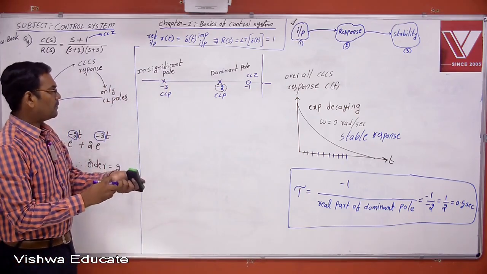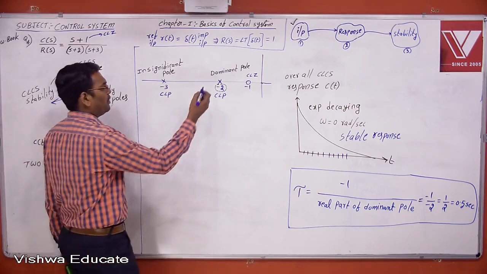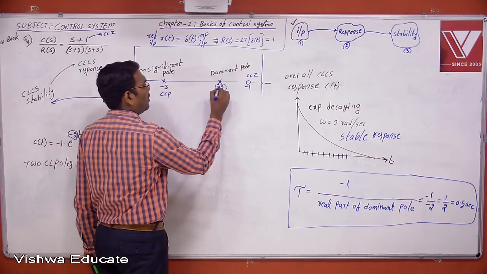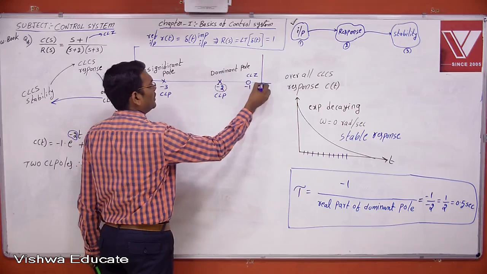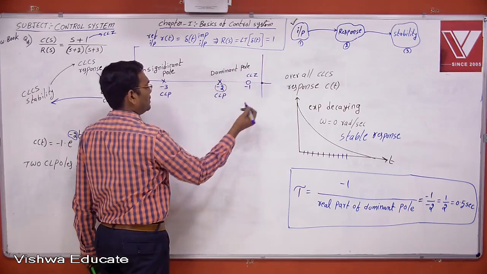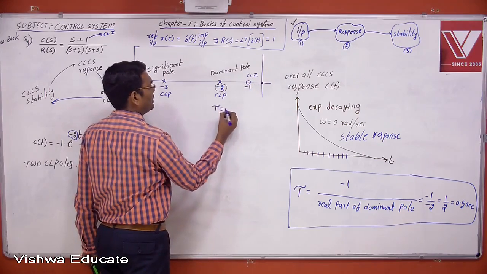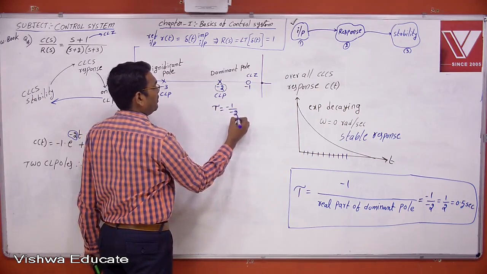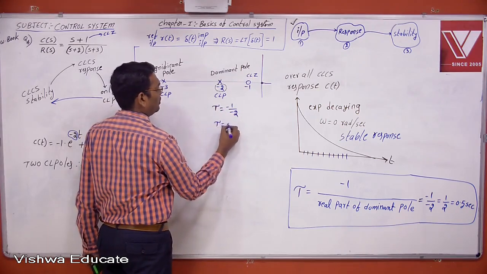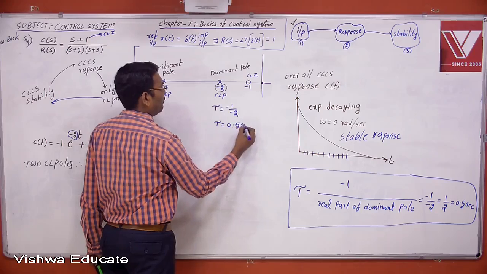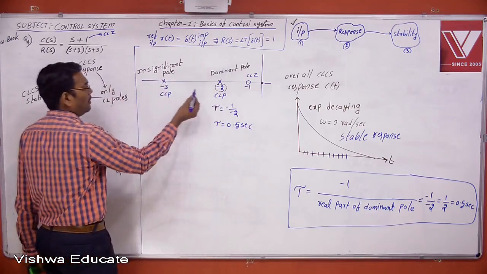Okay, now see the definition of dominant pole here. What is the dominant pole? Dominant pole is a pole which is nearer to the origin or imaginary axis. What is the time constant? -1 by -2. Time constant equal to 0.5 seconds. And this is the dominant pole.